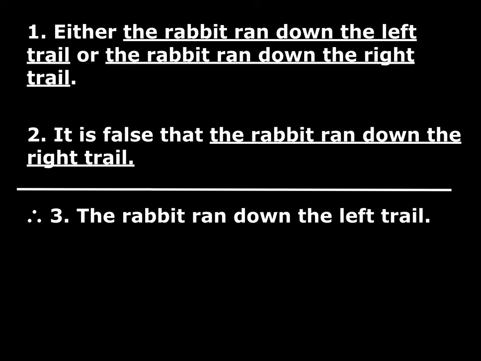Let's look at premise 2. It's false that the rabbit ran down the right trail. Well, it has as a part the rabbit ran down the right trail. Okay? This other thing is this, it is false that. That's another operator. Okay? That's going to turn an atomic statement into a compound statement. So 2 is compound, and this part of 2, the rabbit ran down the right trail, is atomic. The conclusion, that's just an atomic statement. The rabbit ran down the left trail.